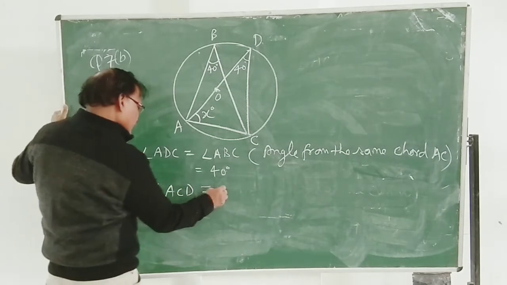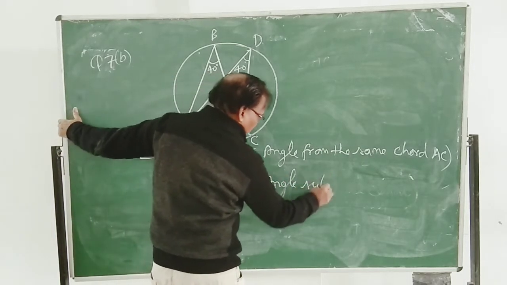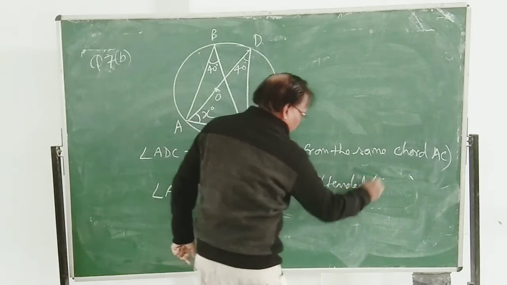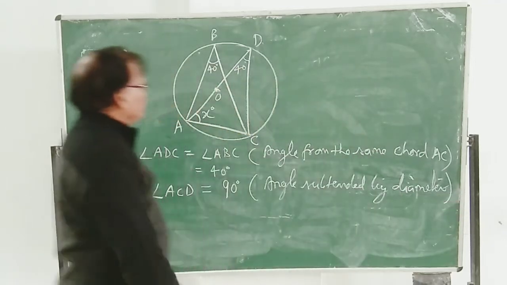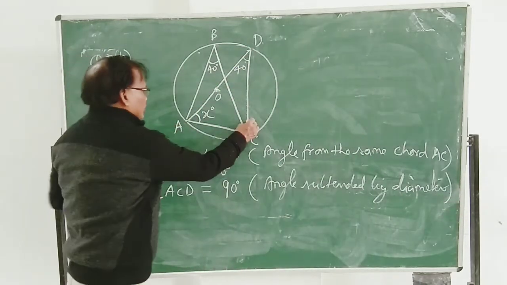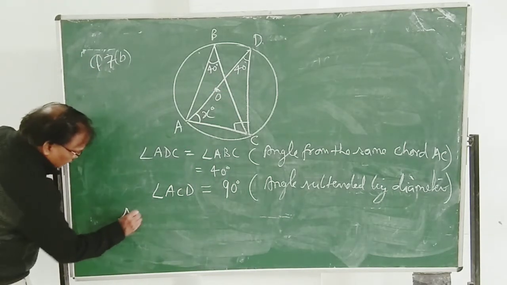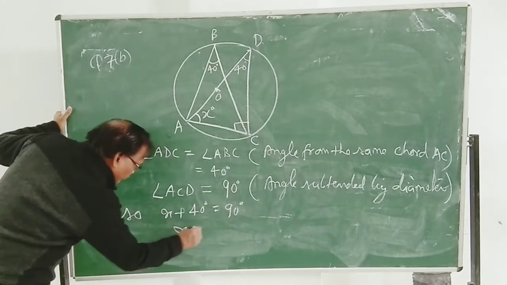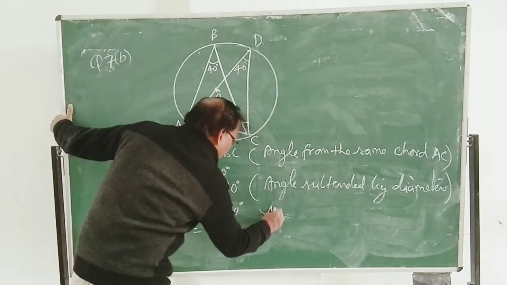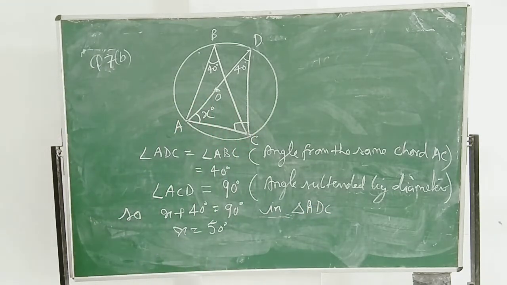What is angle ACD? 90 degree, the angle subtended by the diameter. This diameter, this is the 90 degree. It means x plus 40 is equal to 90. So x is equal to 50 degree in triangle ACD. चाहे प्लस 90 करो 180 करो, चाहे इसी को.